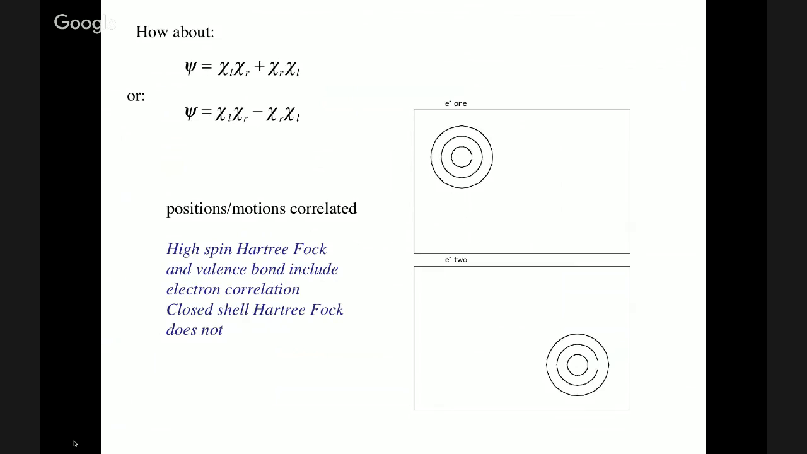The bottom one is a triplet case where we get at that by putting one electron in G and one electron in U. And so for triplet coupling or high spin coupling, the motions are correlated. For a case where we have them singlet coupled, the valence bond description, they're also correlated positions or motions of the electrons that are correlated with each other. And that correlation allows the electrons to be away from each other and lowers the energy of the system.